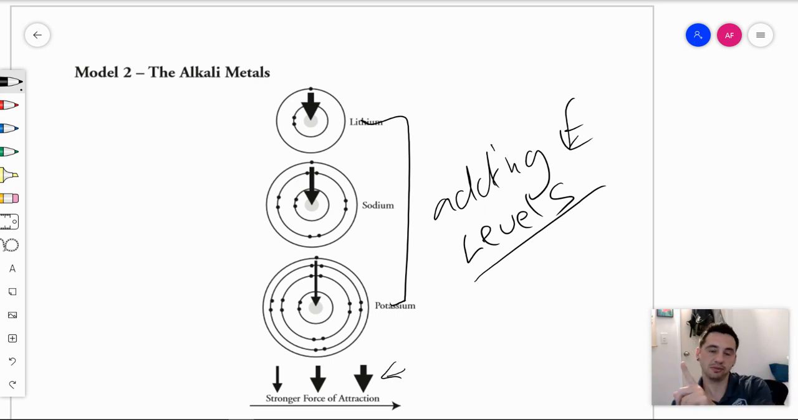As we move from left to right, we don't add energy levels. We're just adding protons and electrons. So really make sure you understand that. Move down, we're adding energy levels. That's really, really important.